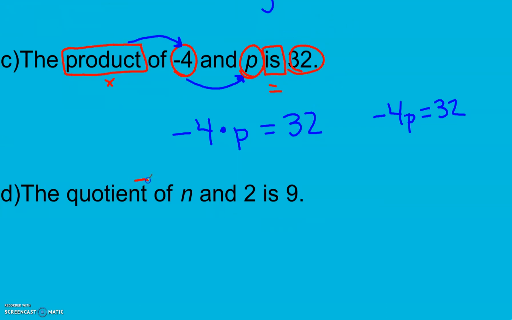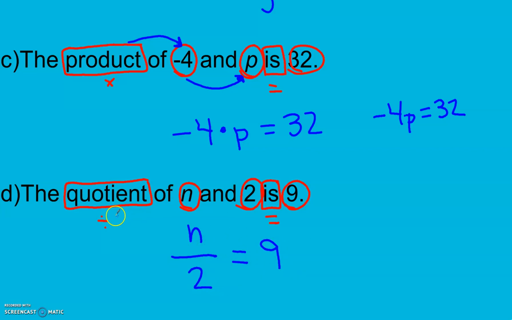And quotient here means we're going to divide. The quotient of n and 2 is 9. So n divided by 2 is 9. We can write it as a fraction, or we can write n divided by 2 is 9. And it goes in order here: quotient of n and 2 is 9. So again, either as a fraction or with a division sign.